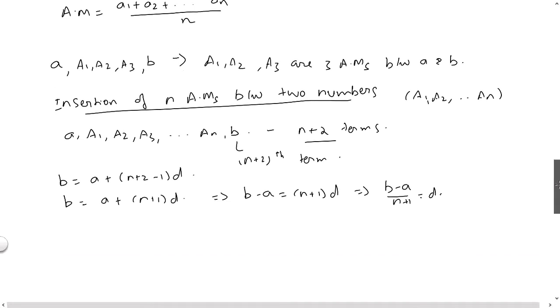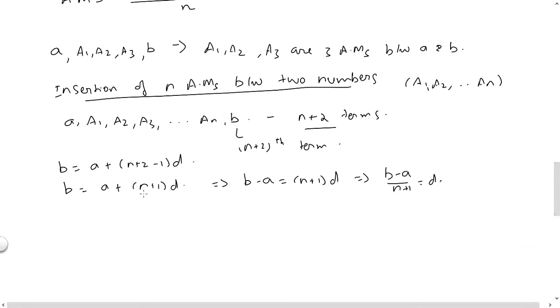So this way we can determine the common difference of the resulting arithmetic progression when we insert n arithmetic means between A and B. Once we know the common difference, we can determine any term of this arithmetic progression, or any of the arithmetic means that is inserted. Let us say we want to determine A1, the first arithmetic mean that is inserted. That is the second term of the arithmetic progression, which is A plus D. So that is A plus (B minus A) by (n plus 1), that's all. So this is A1.